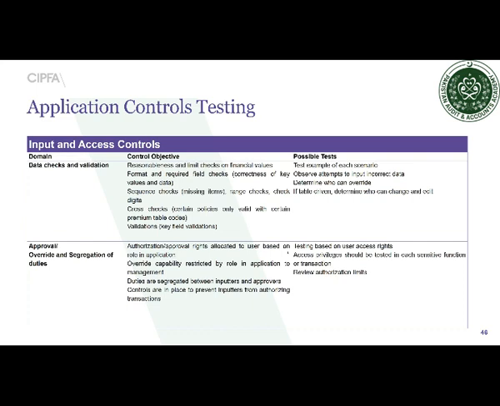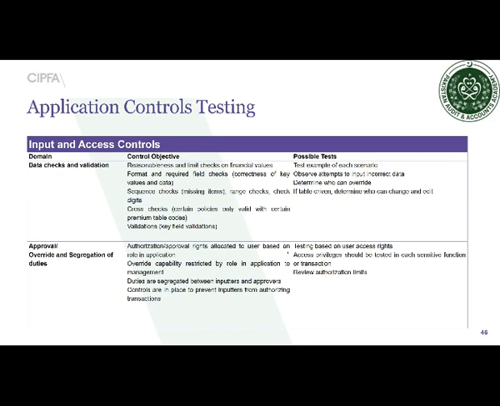So for application controls testing, we said we'll concentrate on the 3: input, processing, and output. For input controls, there are data checks and validations. So reasonableness or limit checks on financial values. You could put some limits. That's a reasonableness check.